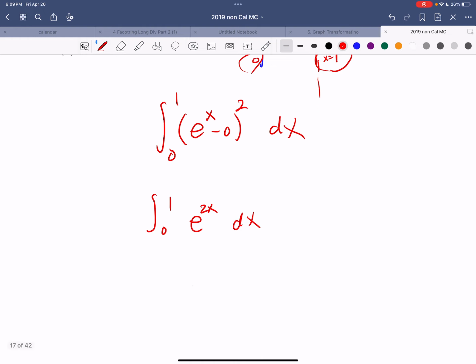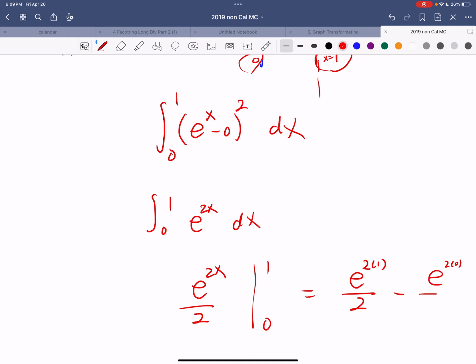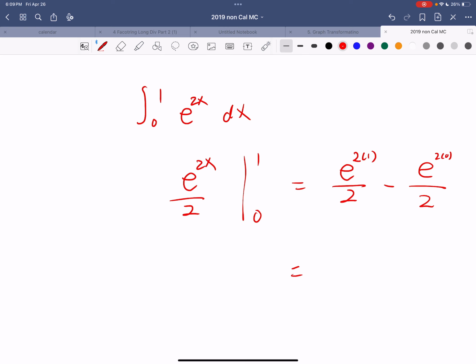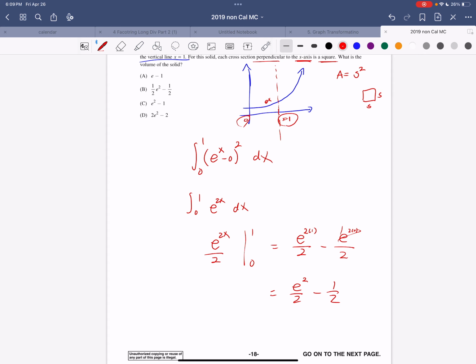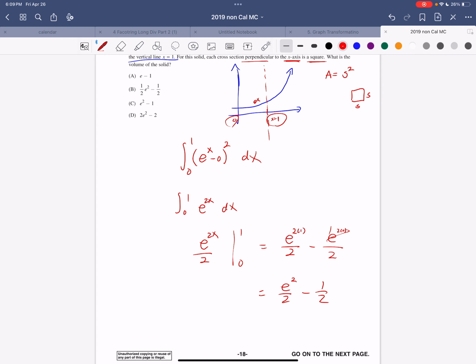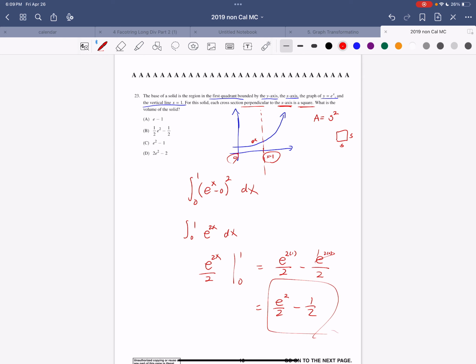When I integrate it, it's going to be e to the 2x over 2, evaluated from 0 to 1. So it's e to the 2 times 1 over 2 minus e to the 2 times 0 over 2. So e squared over 2 minus e to the 0, which becomes 1, over 2. Yep, that's it. It's pretty simple. You should know how to convert this into the answer. So go ahead, that's the answer.